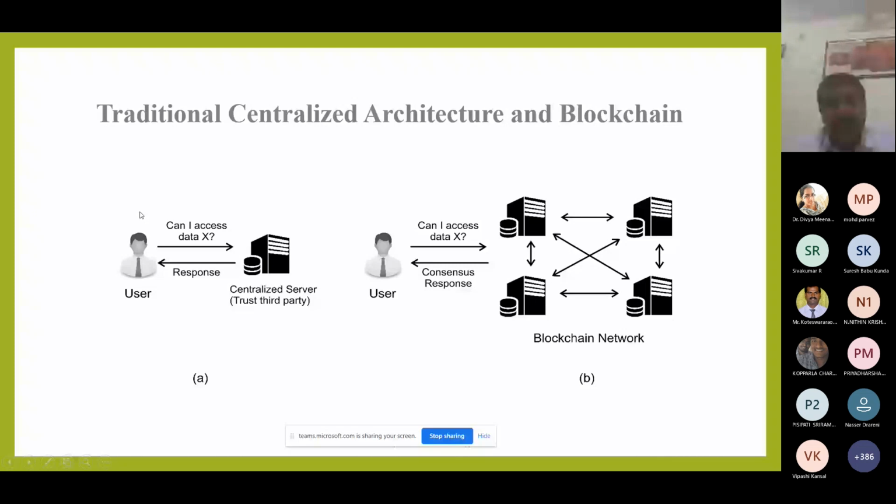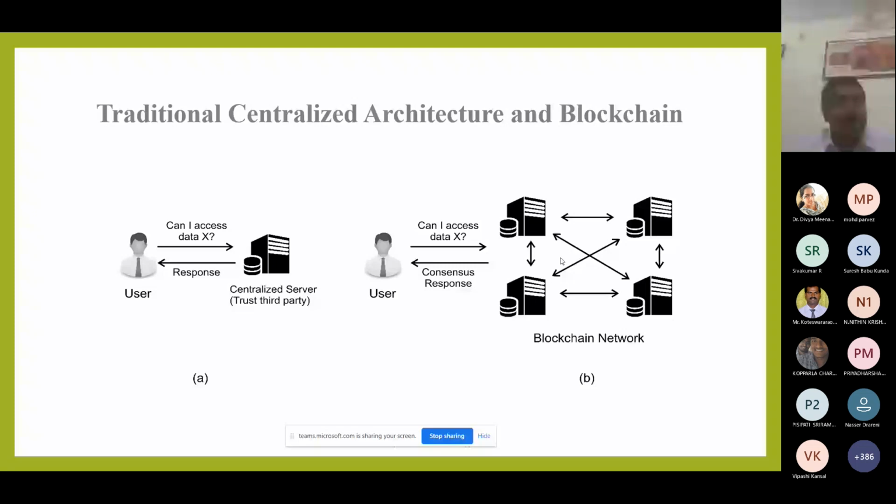In case of a blockchain network, what do we have? The user makes a request: can I access data X? Now, all these nodes, all these peers in the network will reach a common decision, a common conclusion. That is called a consensus response. Everyone will agree to a response. So blockchain architecture gives a consensus response in opposition to the centralized architecture of the traditional database.